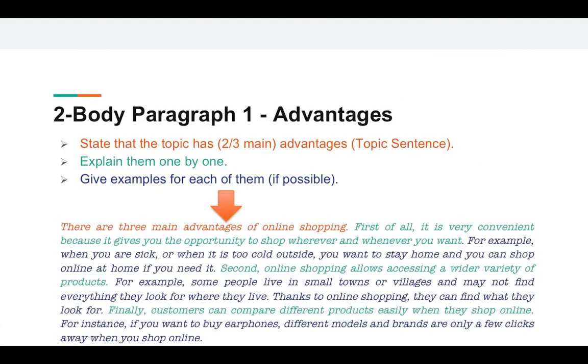Here you can see the first body paragraph. Now pause the video and read the first body paragraph about the advantages of online shopping.